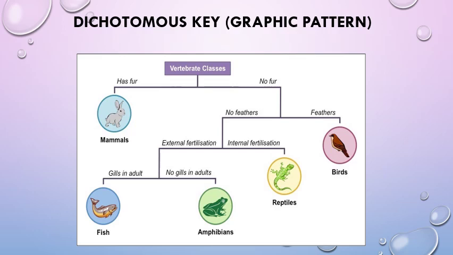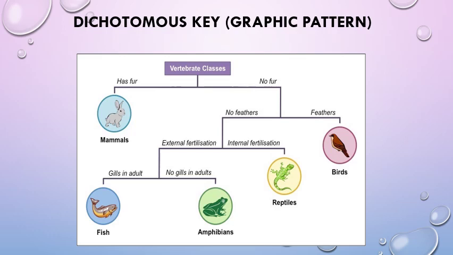It is about vertebrate classes, and you all know that vertebrates are classified into 5 groups, that is birds, reptiles, amphibia, fish and mammals. So first of all the first couplet which we are having is has fur or no fur. Obviously only the mammals from the vertebrates have fur, so under has fur, mammals is written, and no other organism is having fur.